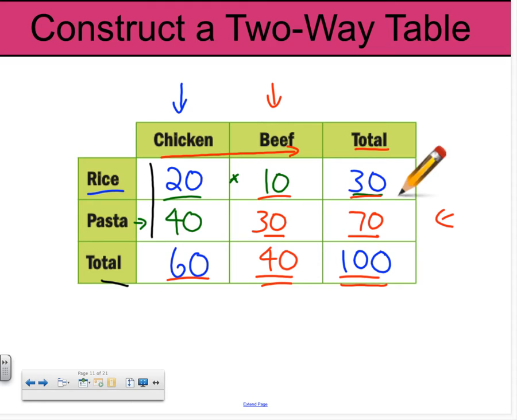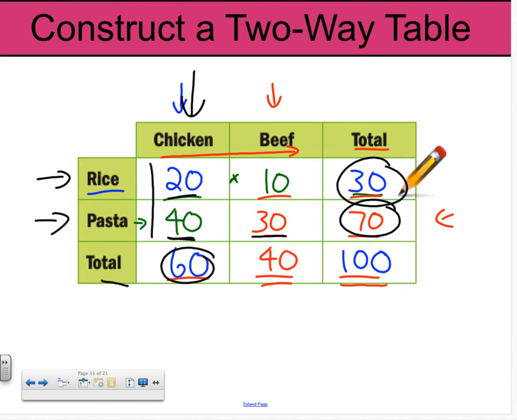Remember, the key is the rows have to add up to equal this total. This row, these two have to add up to this total. And then for the columns, this column, these two have to add up to this total. And in this column, these two have to add up to that total. So that's what you need to remember about filling in two-way tables. Also, remember that they don't have to give you all the information, but they will give you enough to be able to fill it all out.